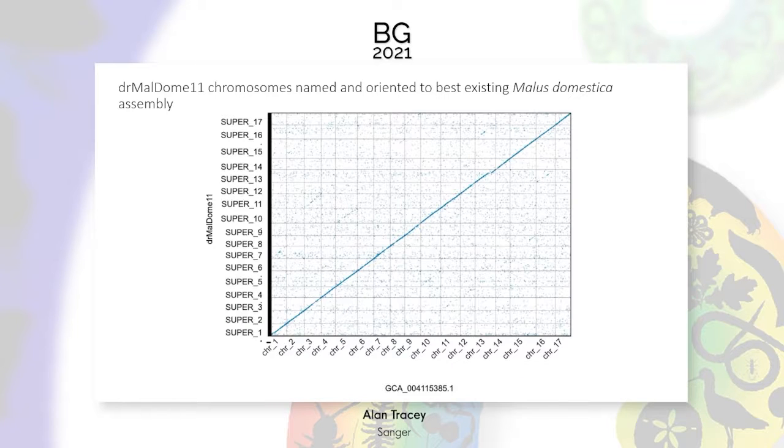Here, looking at the first apple assembly to come into curation, drMalDom11, this is a plot of our chromosomes aligned to the best existing apple reference. The two assemblies are very nicely collinear, which we would expect, apart from, most noticeably, one large region on chromosome 13.